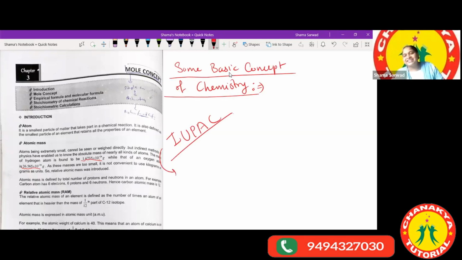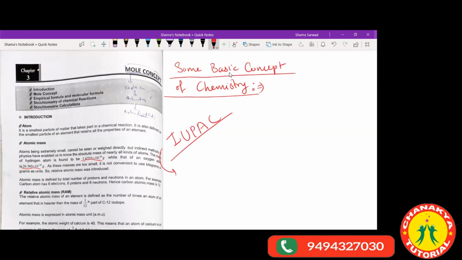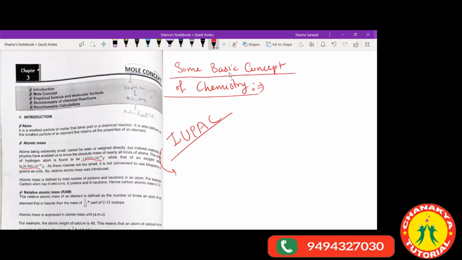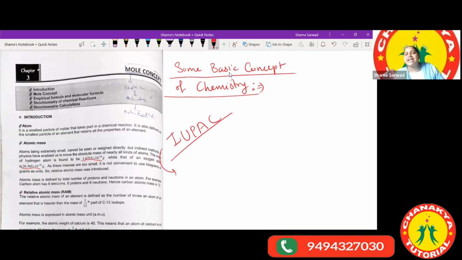It's an abbreviation, right? What would IUPAC be? International Union of Pure and Applied Chemistry. Yes. Please write it down somewhere. It's very important.